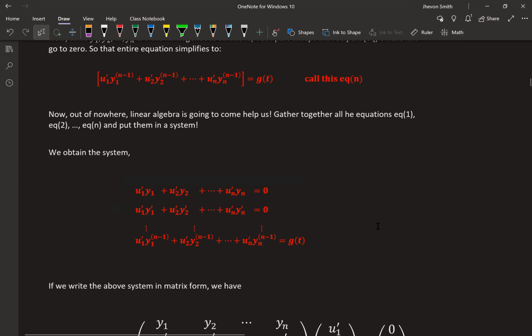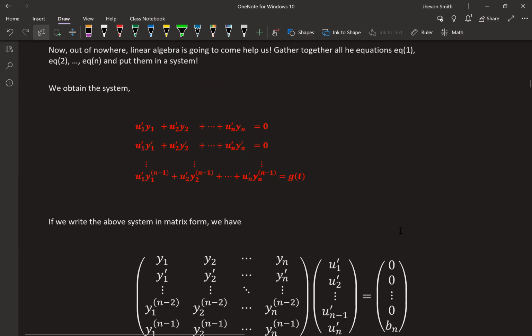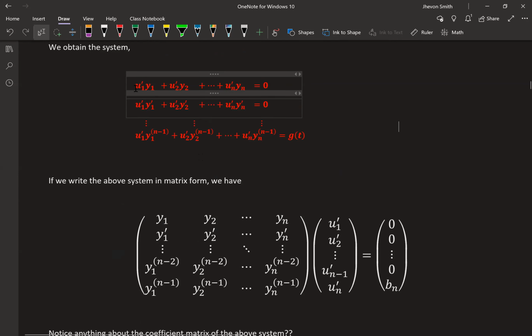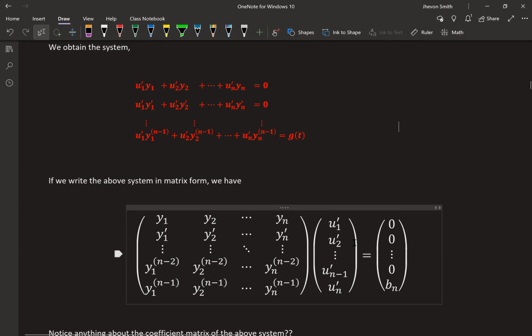Now you'll notice linear algebra comes to help us again. We can write this in matrix form. You'll notice I can group all the y's in a matrix here that will function as the coefficient matrix. And the U primes are the guys that I don't know. These are the guys I want to figure out. They're actually the unknowns. They form the solution matrix.